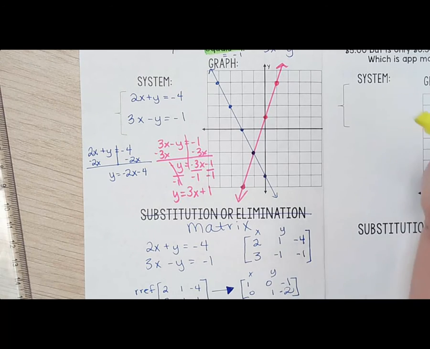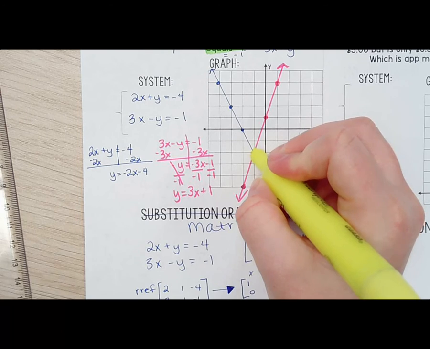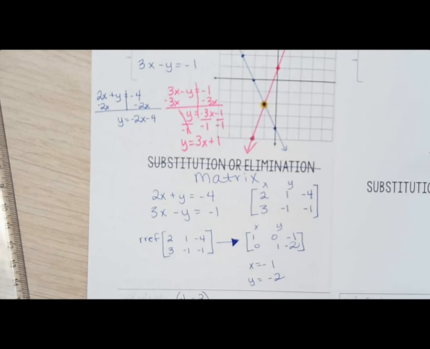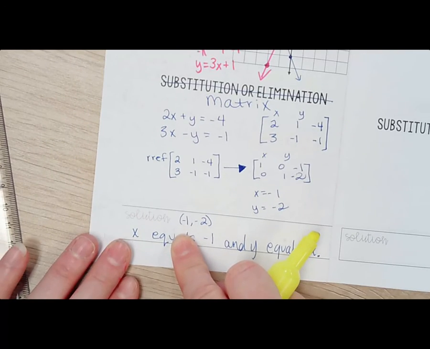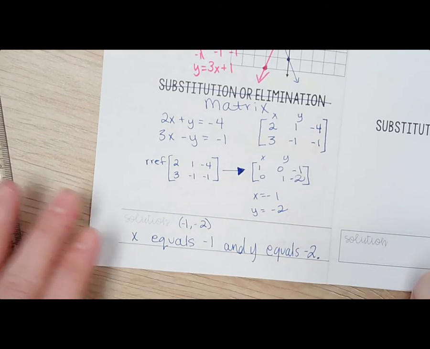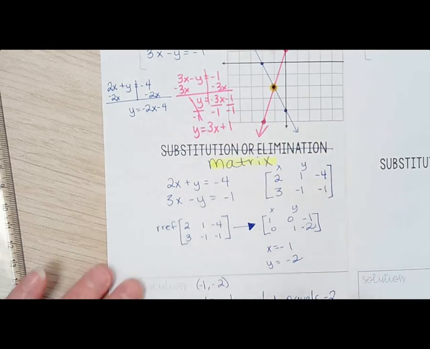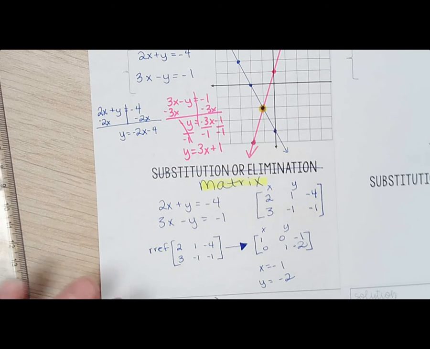And whenever we graph, we're looking for the intersection. It intersects right here. And is that the same as our answer that we found earlier? Negative 1, negative 2? Yep. So you see, either way you do it, whether you're graphing or using a matrix, you'll still come out with the same answer. So if you're unsure of your answer, then try it the other way and see if you get the same thing.